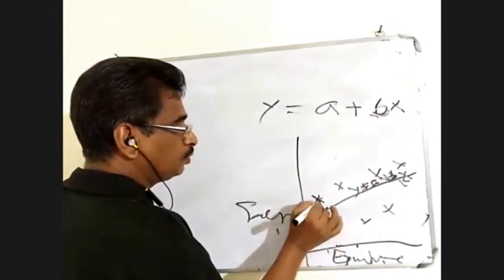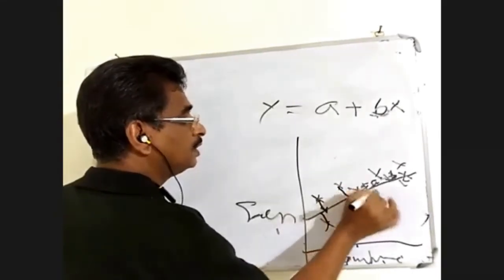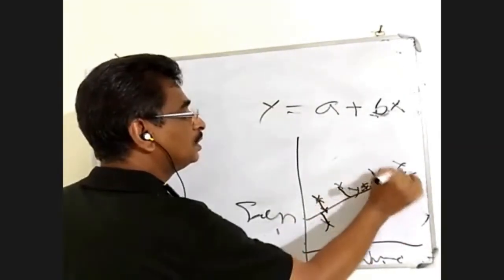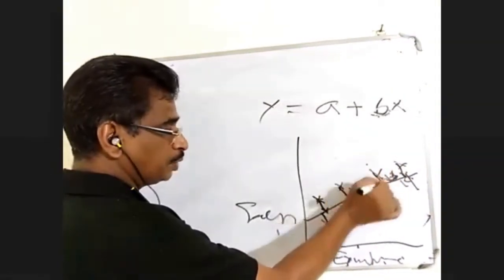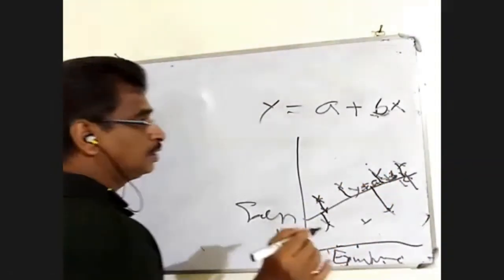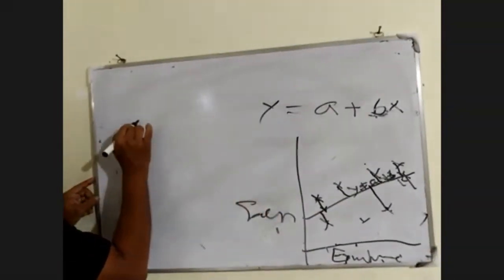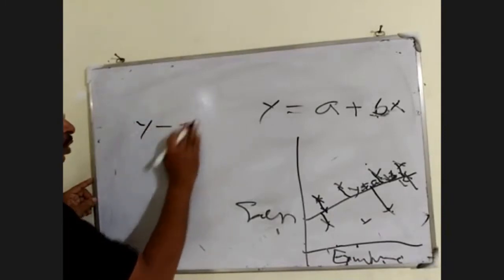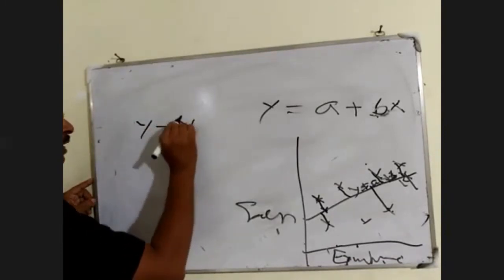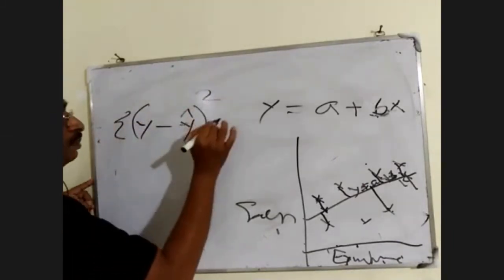So our aim is to find out the distance from the central point, the distance from these points. It is some distance from this point to this point, so you have to find out the difference. What is the difference? That is equal to y minus y hat, that means the estimated value, all squared.